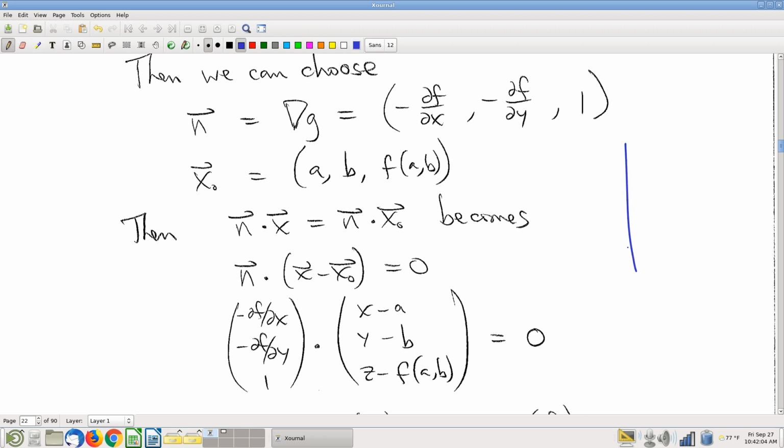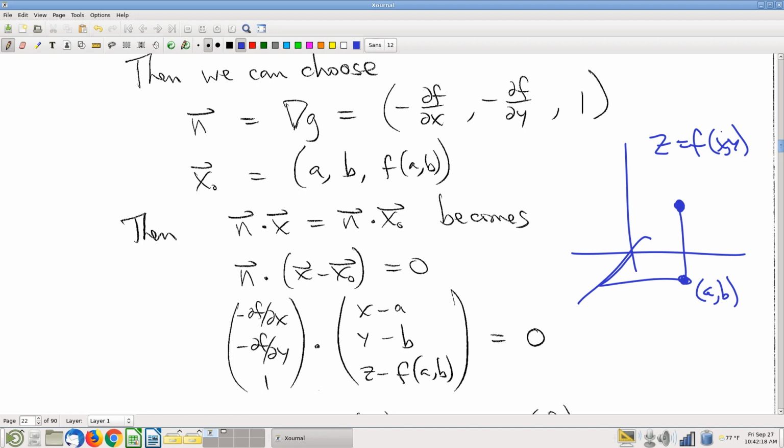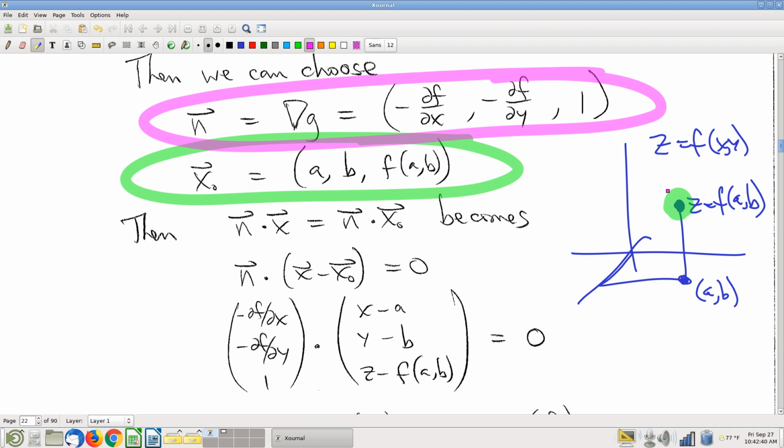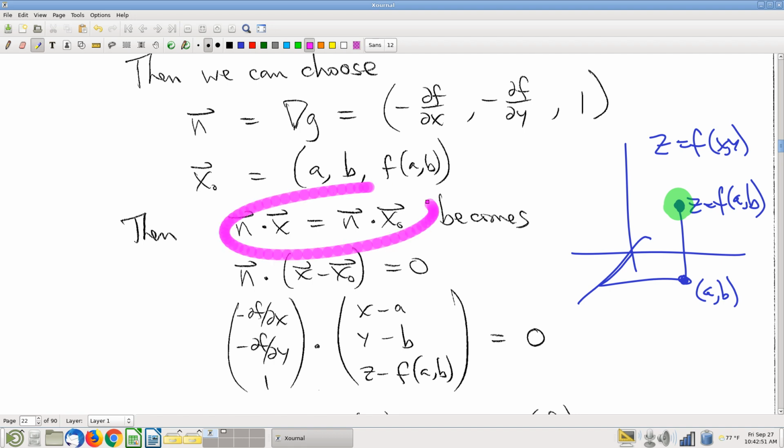But again, if you're looking at a graph, if you've got some point, some values a and b, and you plug that in, remember your original equation was z equals f of x, y, and so if you plug in and see what the corresponding z value is, well, z equals f of a, b. Then the point that you're actually looking at is a comma b comma f of a, b. There's your x naught. There's your normal vector to the graph, aka level set, now that we're thinking about it, of a different function. And n dot x equals n dot x naught. Multiply it out. Here's n dot x.